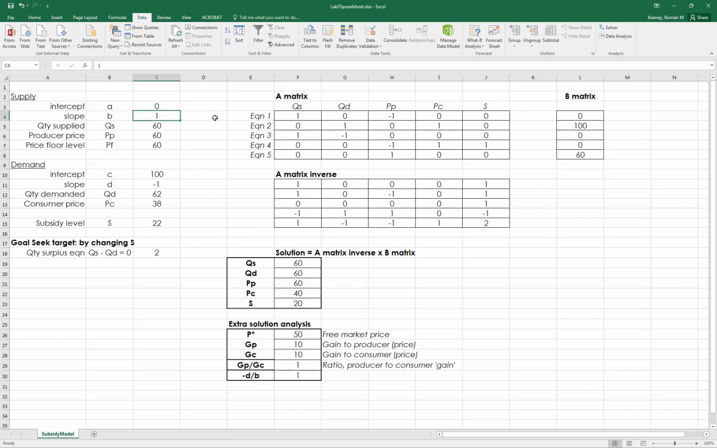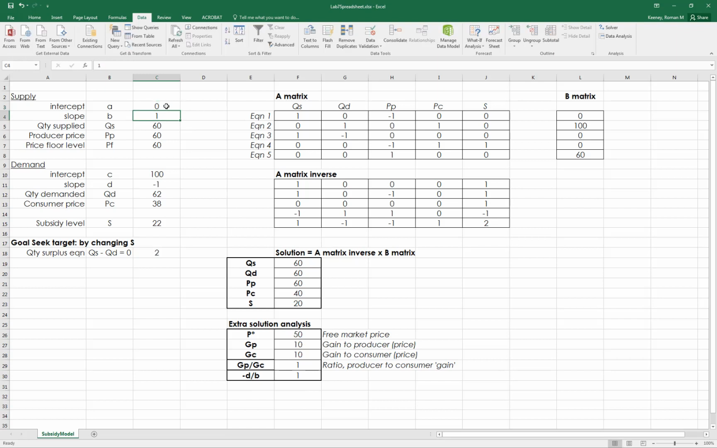Or if I wanted to come back and check the parameters, what happens if the intercept of the supply equation is now 5? I get the solution over here automatically. I don't have to come back to goal seek and resolve it every time I want to make a change. Everything is automated, and so I get to see all of my results.